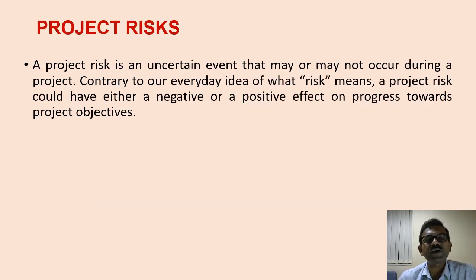Next term is project risk. Project risk is uncertainty, because when you are planning something, it never happens exactly the way we planned. There is always uncertainty. And because of that uncertainty, how my project is going to be affected, positively or negatively, that we have to estimate. In terms of project progress and project outcome, all this we have to understand when we talk about project risk.